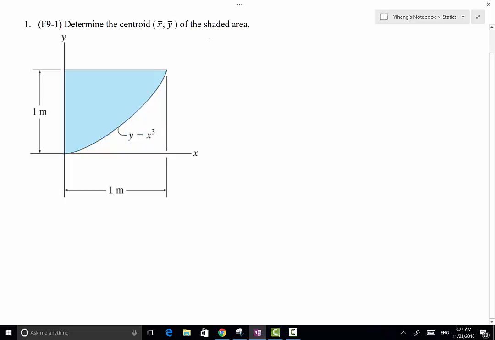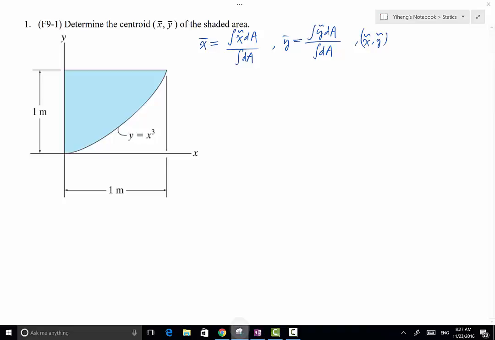We know how to write down the formula: x bar equals the integration of x tilde dA divided by the total integration of the area, and y bar equals y tilde dA integrated throughout the area, divided by the total area. x tilde and y tilde are the coordinates of the centroid of the differential element.